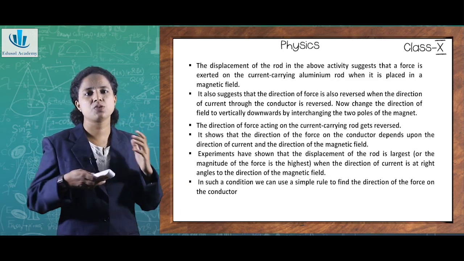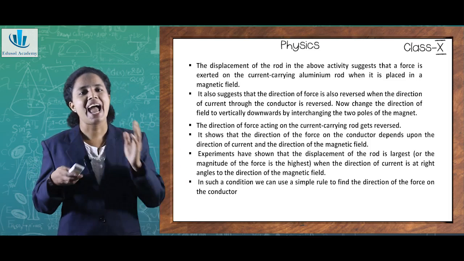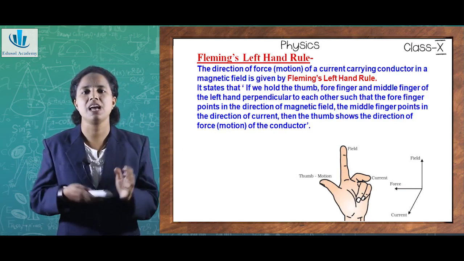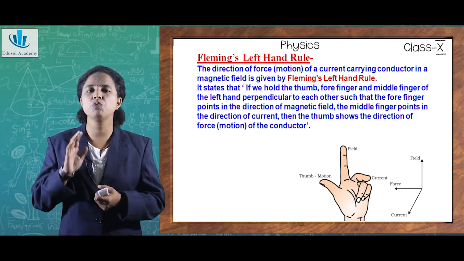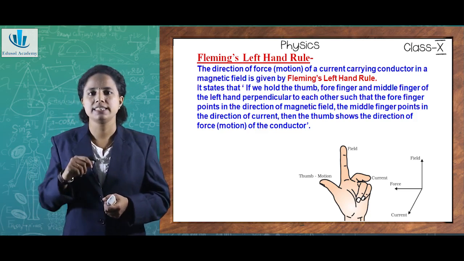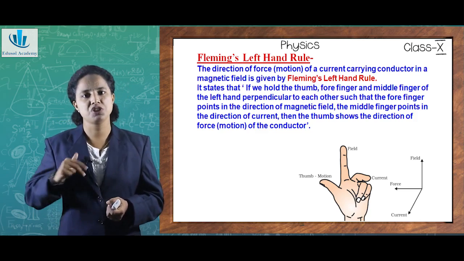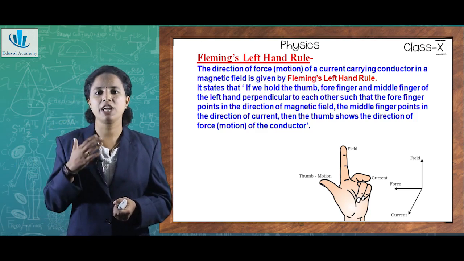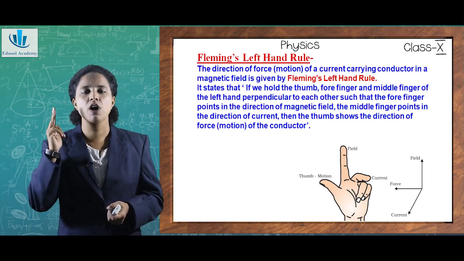To find the direction of force in such a case, where the direction of magnetic field and direction of current are perpendicular, we use Fleming's left hand rule. For that we use the left hand, and we need to find mainly three quantities, isn't it? That is, there will be a magnetic field, there will be current, as well as there will be the motion, or you can say the force. In this particular experiment we had these three quantities: a magnetic field, a current, as well as the force or motion.